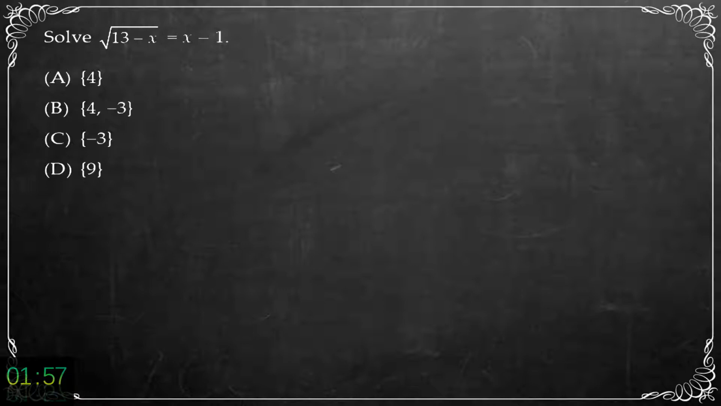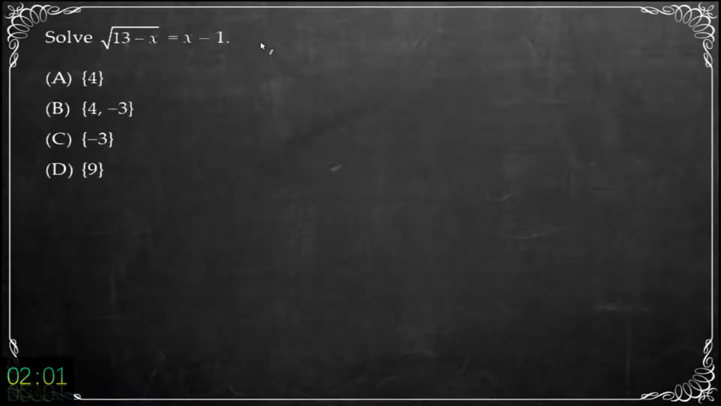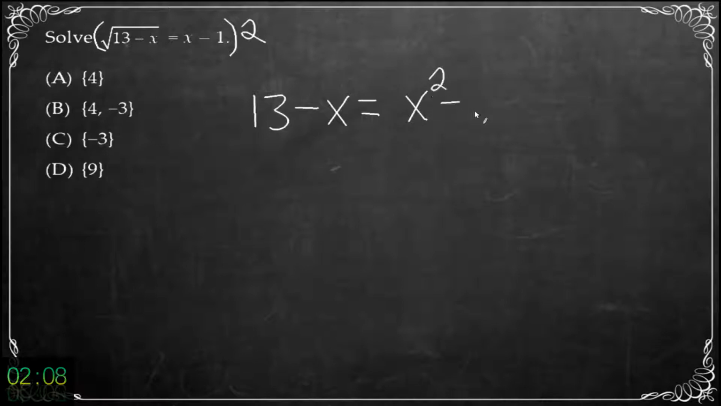Solve square root of 13 minus x is equal to x minus 1. All right, first off, I want to square both sides to make this more manageable, leaving me with 13 minus x is equal to x squared minus 2x plus 1.